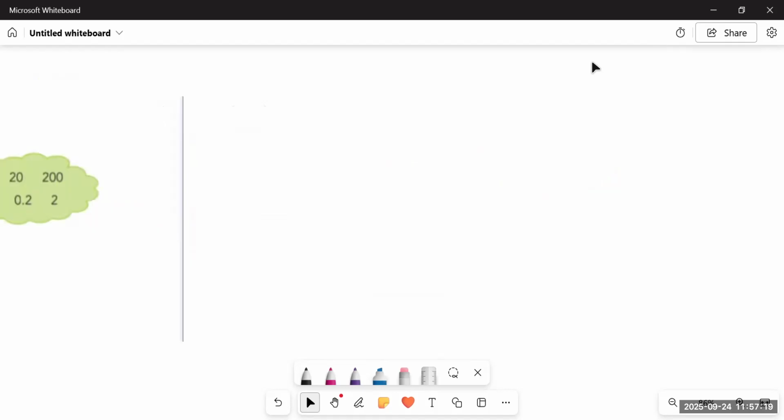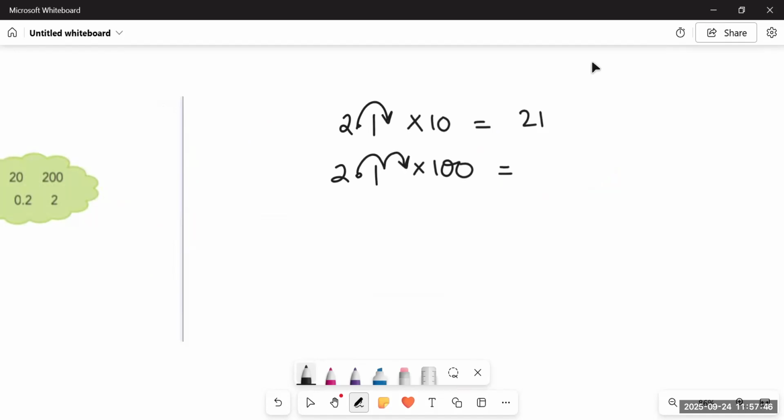Whenever we multiply a number by 10, what happens? The decimal will move one place forward. Like if I have 2.1, the decimal will move one place forward and it becomes 21. Similarly, if I have to multiply the same number with 100, the decimal will now move two places forward. And since I do not have any digit over here, it becomes 210. And if I have to multiply the same number by 1000, the decimal will move three places forward and it would become 2100.